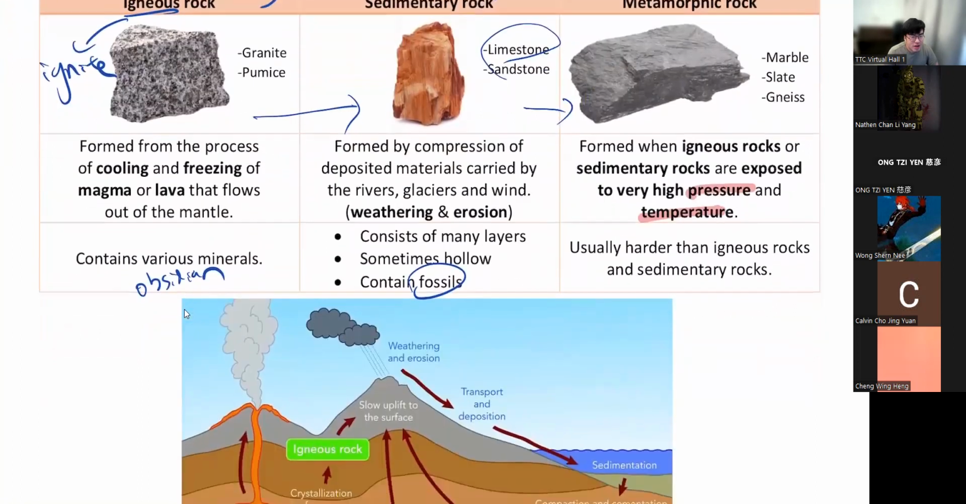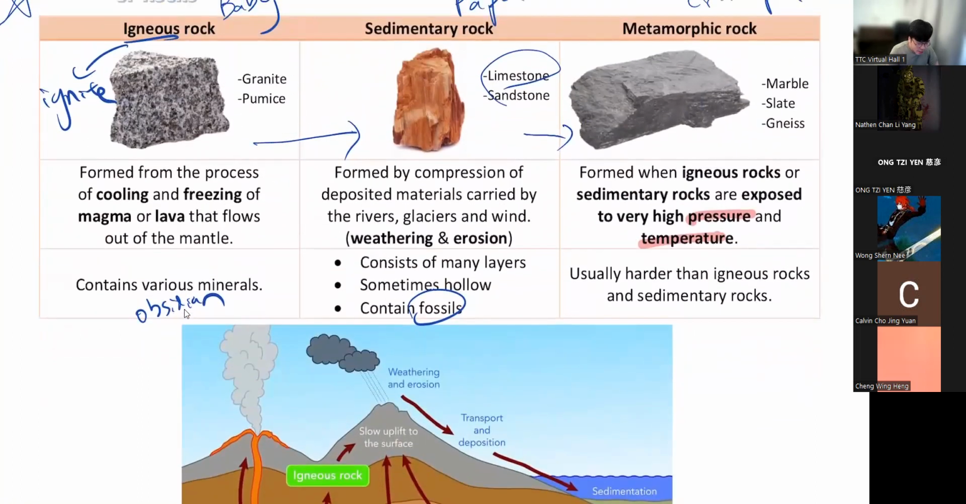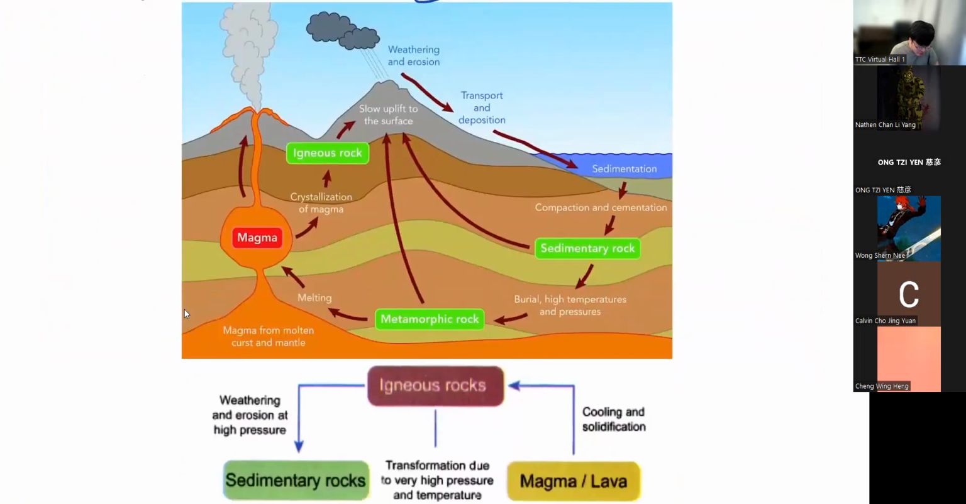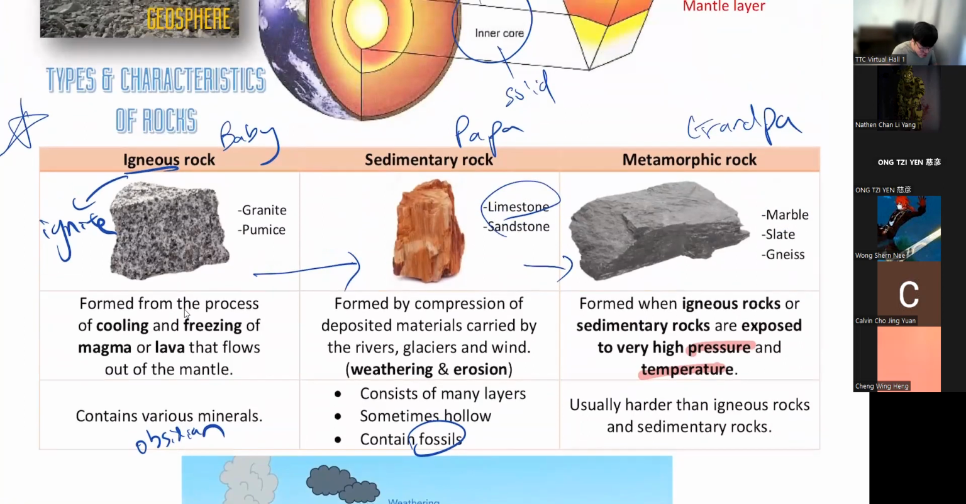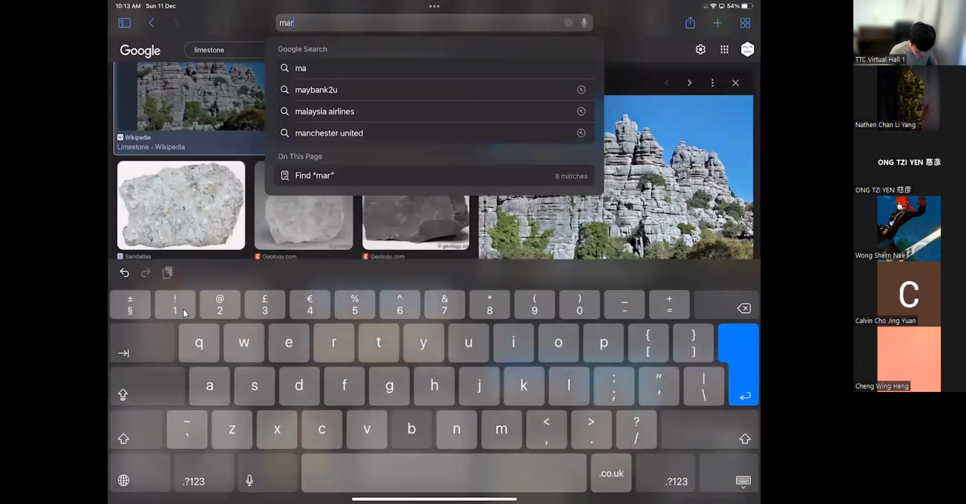Yes, grandpa is the oldest one, right? So metamorphic, they are very hard to find because they are very deep inside. Like for example, marble. Marble is a really cool one because limestone, when you press down some more, will turn into this really pretty rock, which is marble.